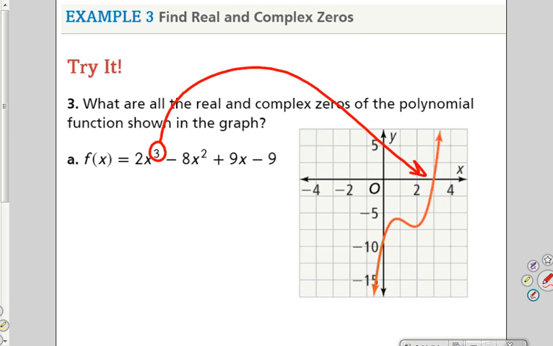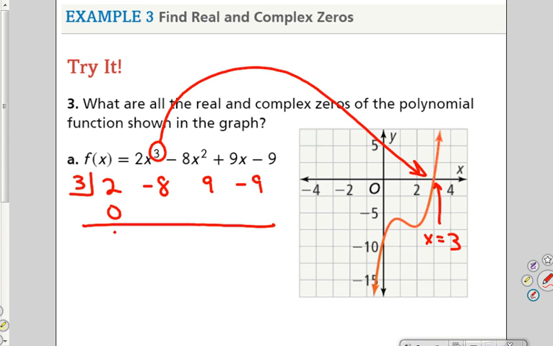Try it 3a. It's clear that it's a cubic function. There should be 3 x-intercepts, but I only see 1, and I'm pretty sure that x equals 3 is an x-intercept. So I'm going to run 3 through 2, -8, 9, and -9, and see what comes out. 2, 6, -2, -6, 3, 9, 0. Good news for 3. 3 is an x-intercept.